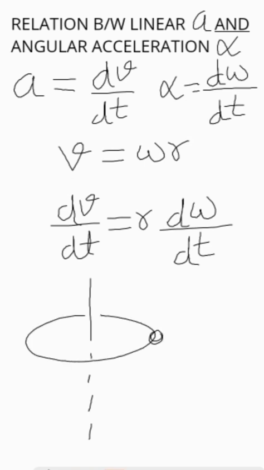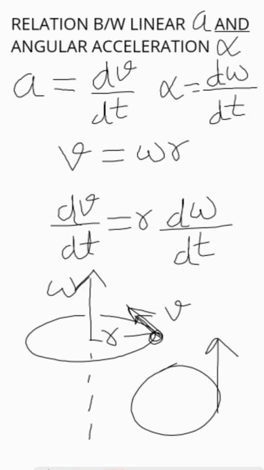If this is a particle of a rigid body which is rotating, or a single particle performing circular motion, then this is its linear velocity, which is tangential in nature, and along this axis it will be its angular velocity. So it is tangential velocity, and hence the acceleration will be tangential.